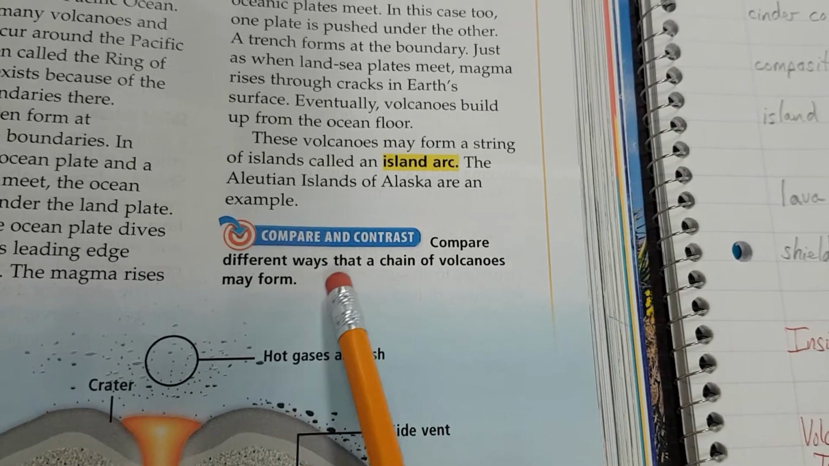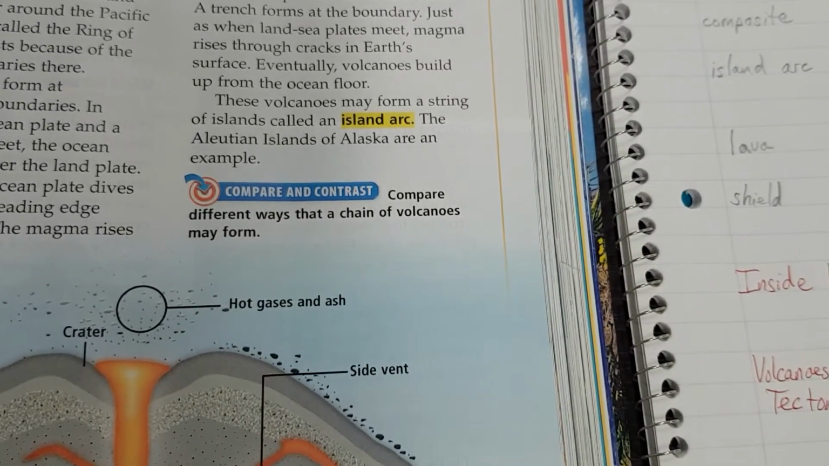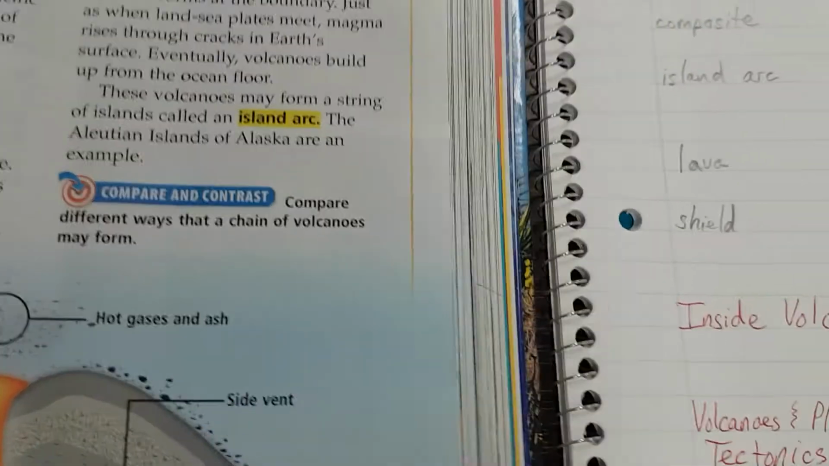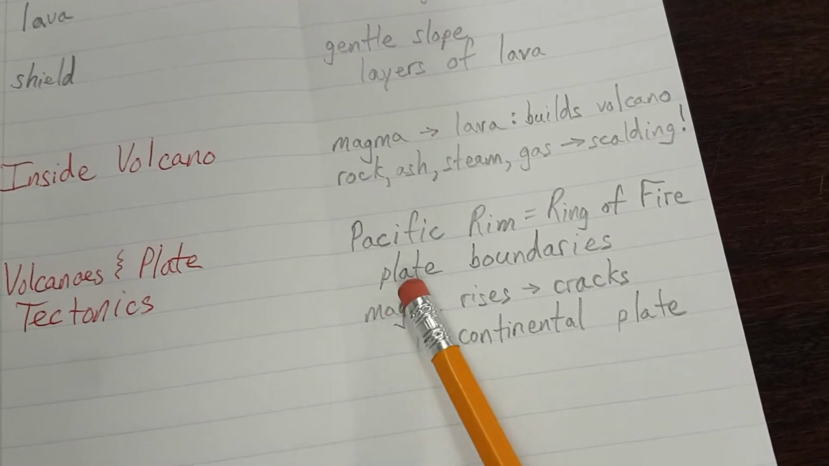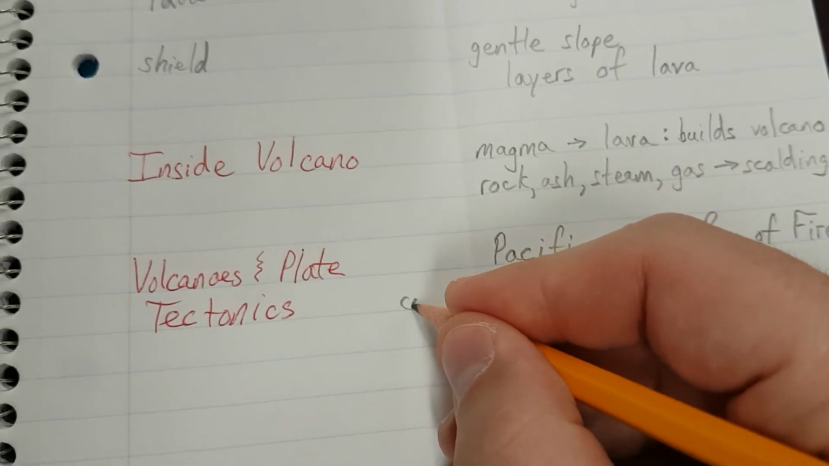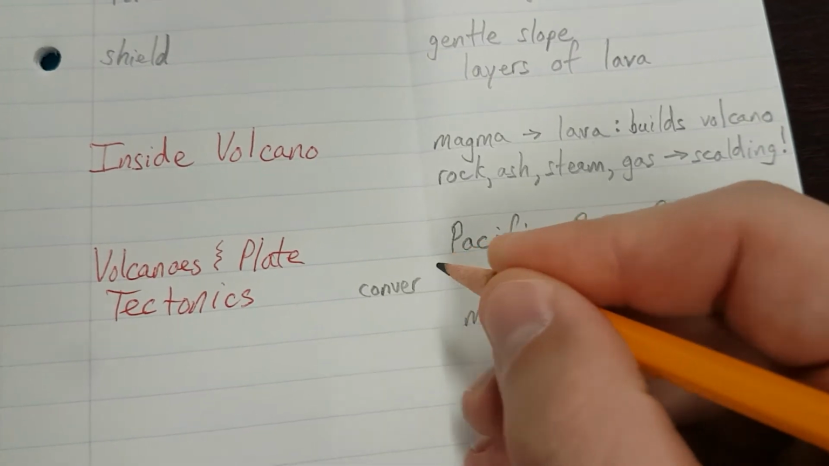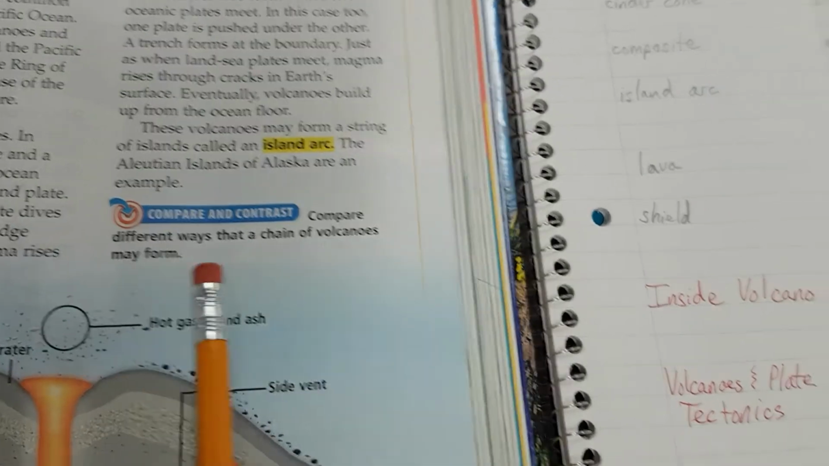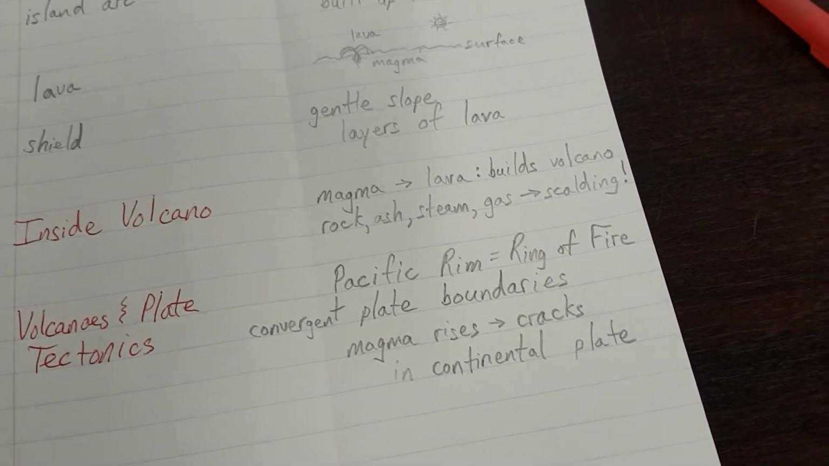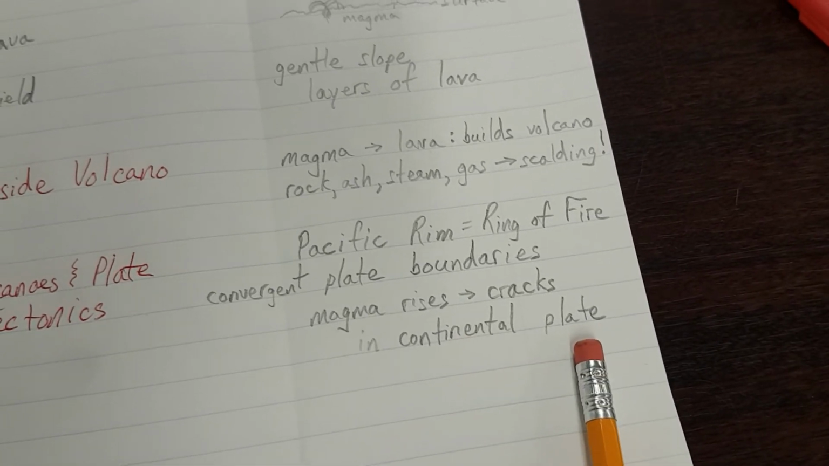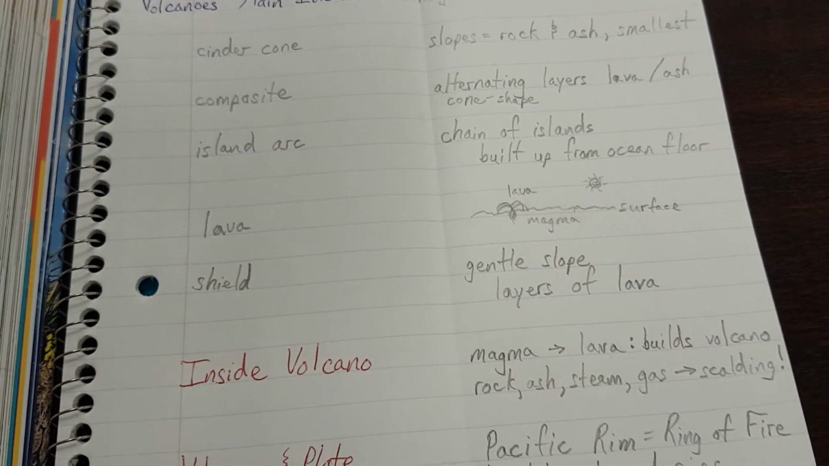All right, compare different ways that a chain of volcanoes may form. Well, a chain of volcanoes can form when plates come together at plate boundaries, right? Convergent. So let's put that here. CONVERGENT. A chain of volcanoes may form at convergent plate boundaries. The difference is sometimes it's a continental plate and sometimes it can be two oceanic plates, like an island arc.